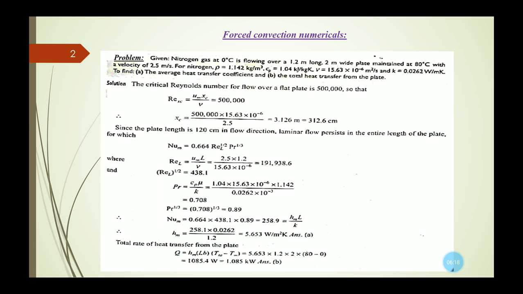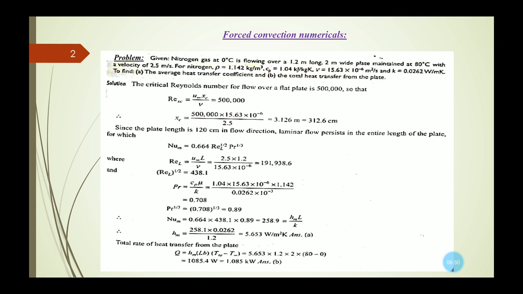So from this value of the length that we have calculated from the critical value of the Reynolds number, we can say that in this numerical, for the entire length of the plate there is no turbulent zone, and the laminar flow or laminar boundary layer zone exists for the entire length of the plate. Now for this case, the formula of the Nusselt number is 0.664 Reynolds number to the power half multiplied by Prandtl number to the power 1/3.